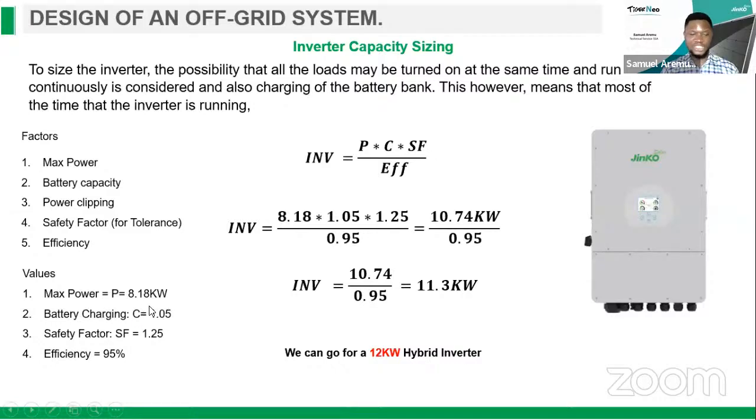Then for the battery charging, I'm allotting a factor of 1.05. The safety factor is 1.25, and the efficiency is 95%. I'm using this formula, which is the power multiplied by the charging factor, multiplied by the safety factor, divided by the efficiency. And I have 11.3 kilowatts. In this scenario, you can go for 10 kilowatts or 12 kilowatts. But in most cases, the difference between the price of 10 kilowatts and 12 kilowatts is very, very small. So why not just go for a 12 kilowatt hybrid inverter? So I'm going for a 12 kilowatt hybrid inverter in this scenario.